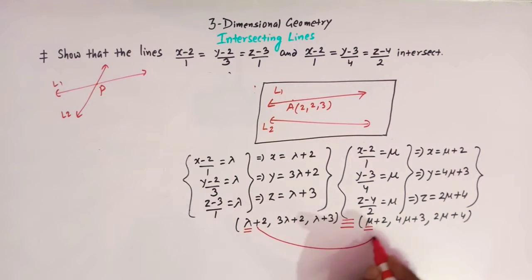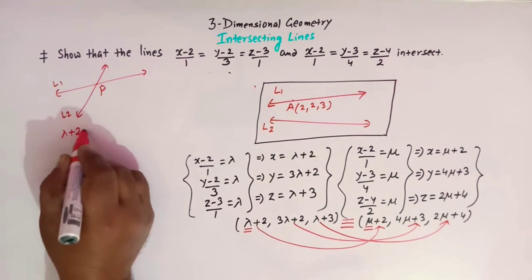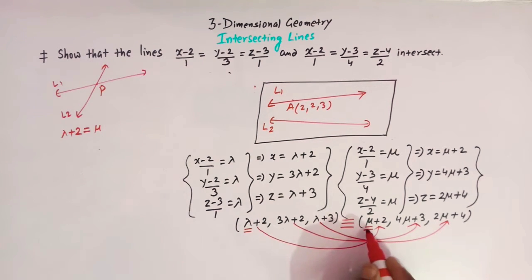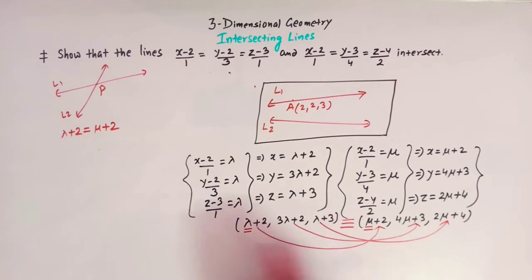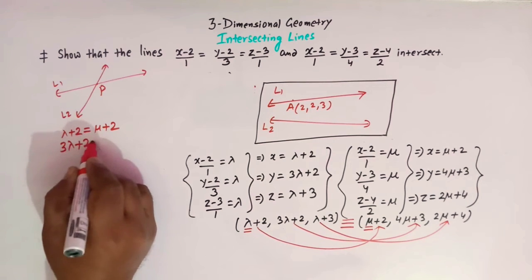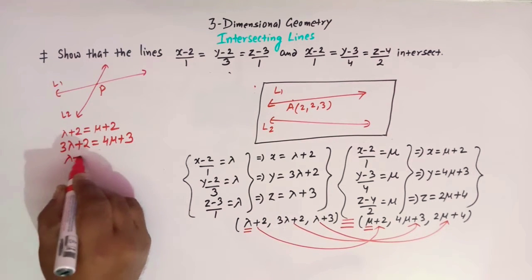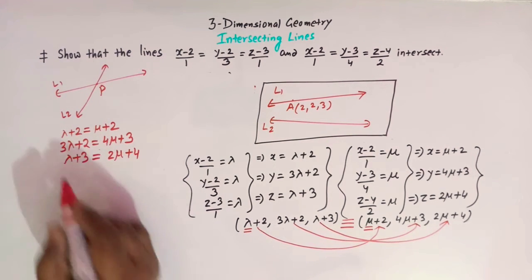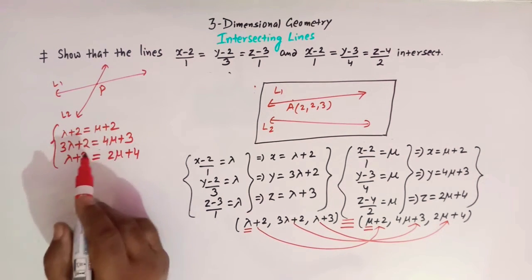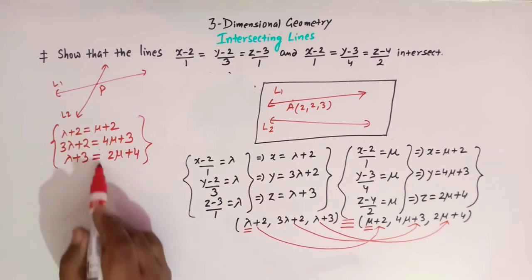So if we compare the x coordinate, the y coordinate and the z coordinate, then we'll have three equations in lambda and mu, right? So we have lambda plus 2 is equal to mu plus 2, then we have 3 lambda plus 2 is equal to 4 mu plus 3, and then we have lambda plus 3 is equal to 2 mu plus 4, right? So now we have three linear equations in lambda and mu. Now we can simplify these three equations.